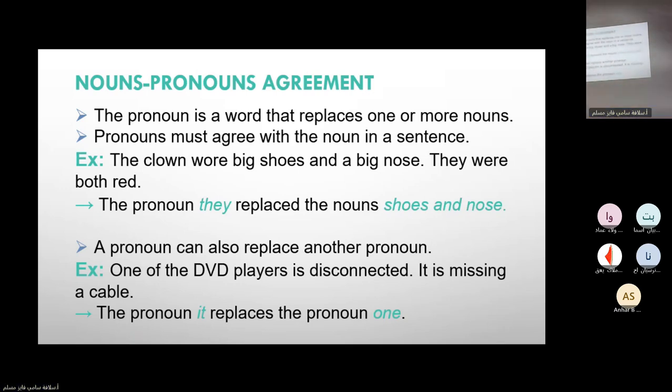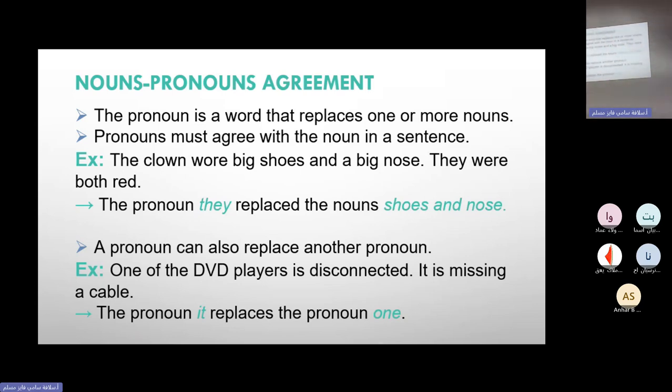Why were? Why they? Exactly, because we have "and." We have a connector that is an addition, so we have to add them. They became plural. So the pronoun they replaces the nouns shoes and nose. A pronoun can also replace another pronoun, not only a noun, but another pronoun can come in place of a pronoun.